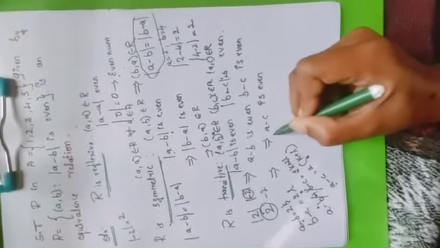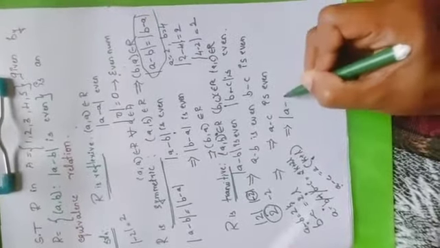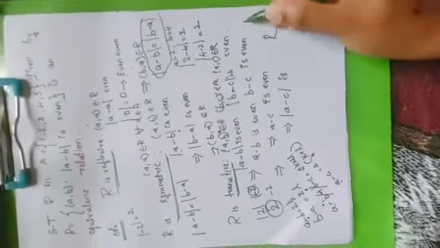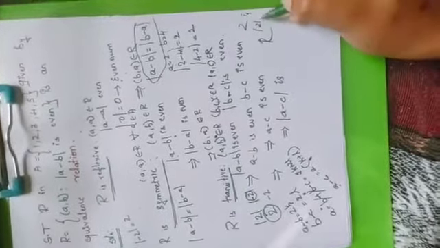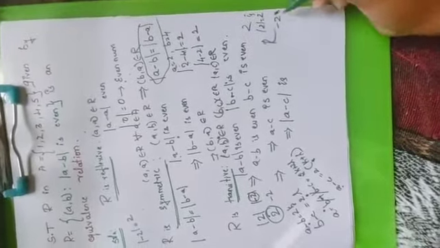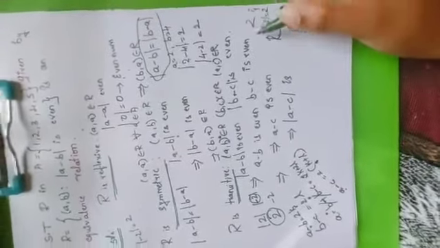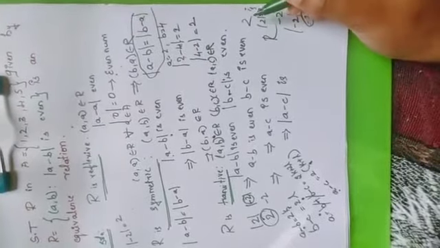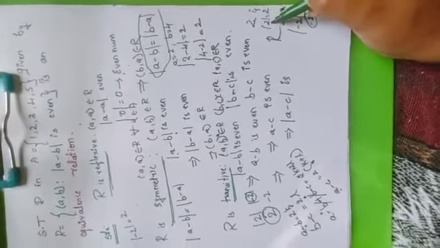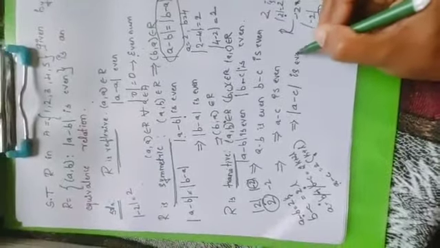If A minus C is even, then what happens to its modulus? Modulus is also even, correct? Because if we have 2 as even, what is mod 2? Mod 2 is also even. If we have minus 2, then it is even. What is modulus of minus 2? That is 2. So it doesn't change the property of the number. If it is even, it remains even after applying the modulus function. So here we have modulus of A minus C is even.